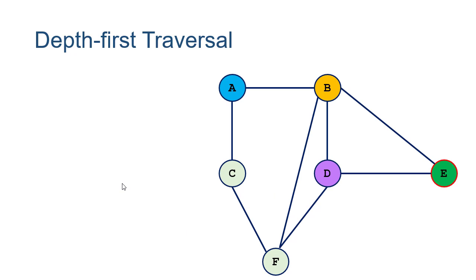Then D's neighbor will visit E. Now E's neighbors are B and D. We've already visited those, so we need to backtrack. And D has another neighbor we haven't visited yet, F. And F has a neighbor we haven't visited yet, C. So there's our depth first traversal.